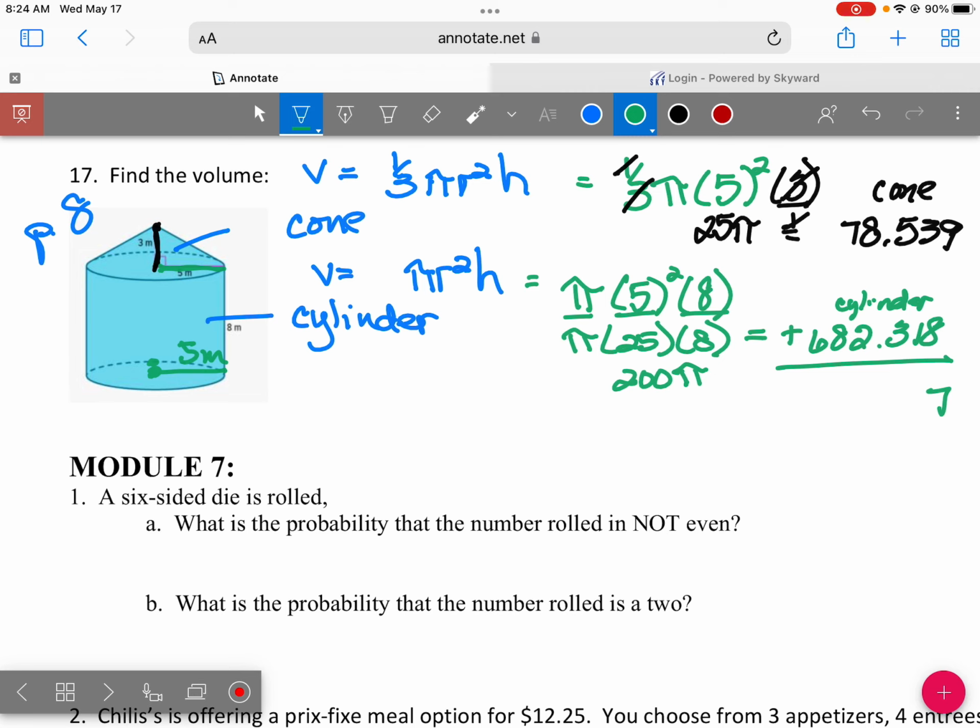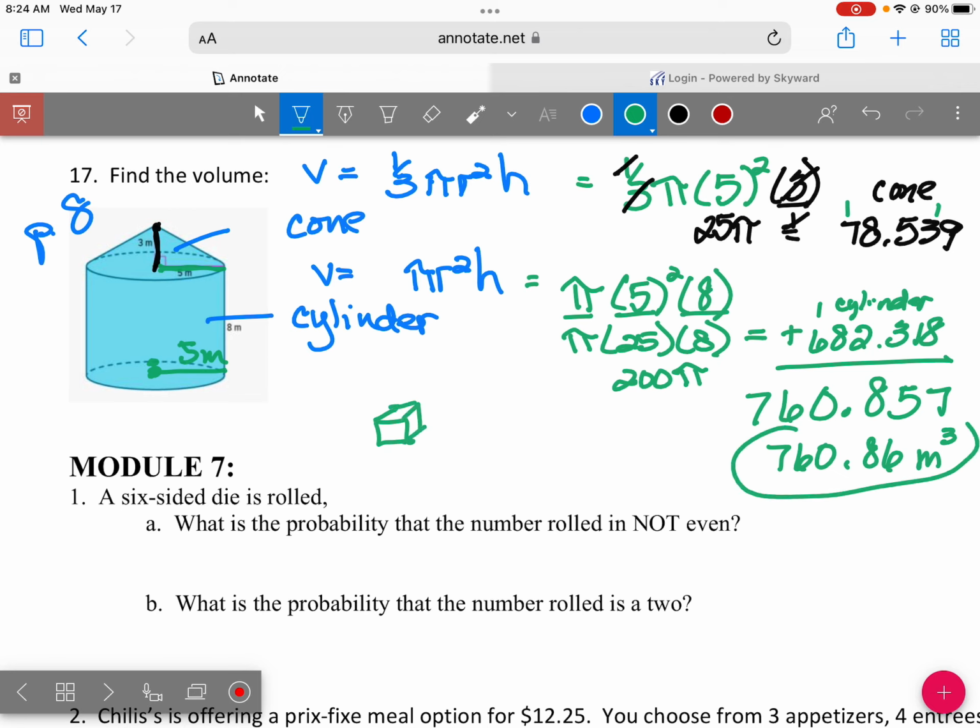9 and 8, 17. 1, 3, 5. 5, 8. 5 and 3 is 8. 8 and 2 is 10. Carry the 1. 8 and 8 is 16. So I got 760.857. I'm going to say 760.86. It doesn't tell me to round, but I just am. What are my units? Meters cubed, because it's volume. Remember, when you're finding volume, you're trying to figure out how many little cubes fit in that. Okay? All right.